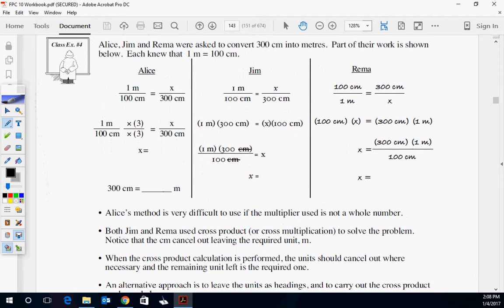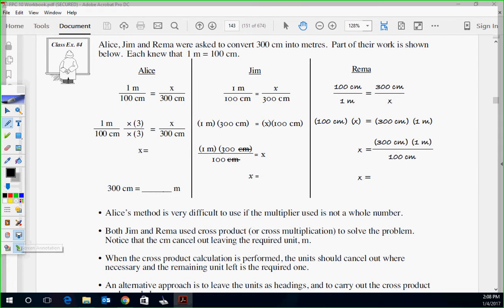Alice, Jim, and Rima were asked to convert 300 centimeters into meters. It's a very simple thing. You already know the answer is going to be 3, but we're just going to show the basics of the work of what they're doing. First off, Alice did more of a common denominator approach. If 1 meter equals 100 centimeters, you know x equals 300 centimeters. Make the bottoms the same, so times by 3 to both top and bottom. That gives you 3 meters is 300 centimeters, which is your answer.